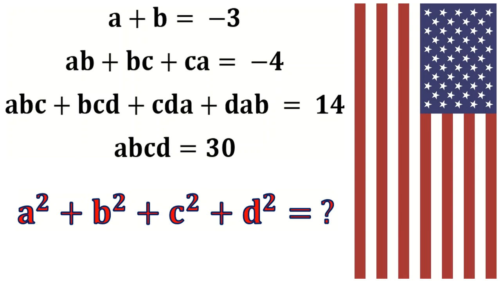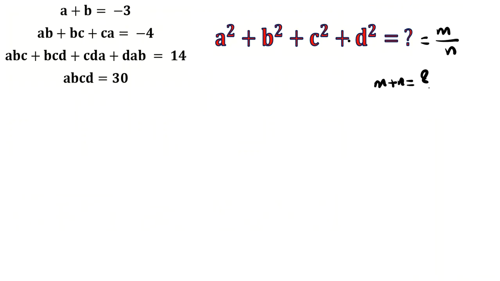AIME 2nd, 2021, problem number 7, American Invitational Mathematics Examination. The problem says we have these four equations, a squared plus b squared plus c squared plus d squared equals m over n. M plus n is what? Here we have m over n, where m and n are relatively prime. We should find m plus n.